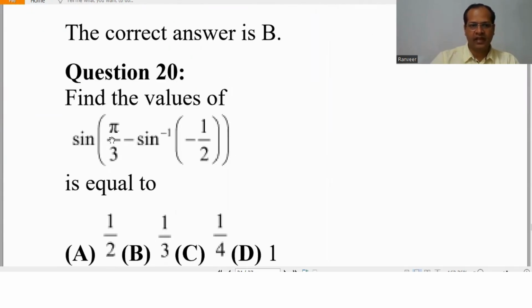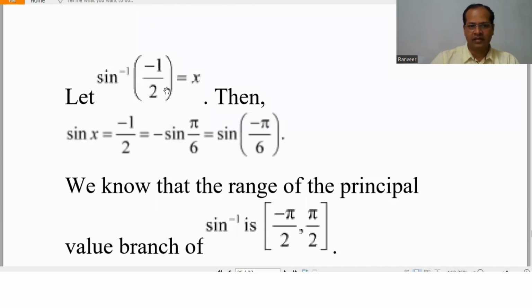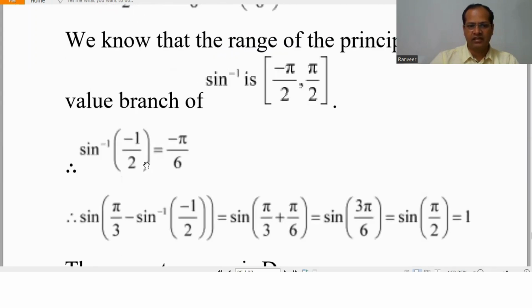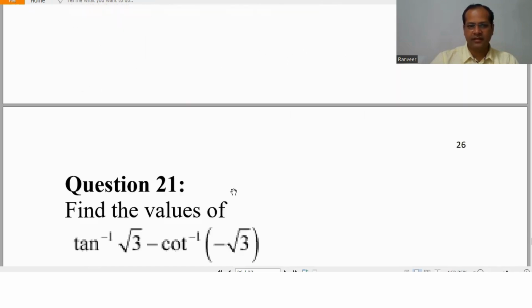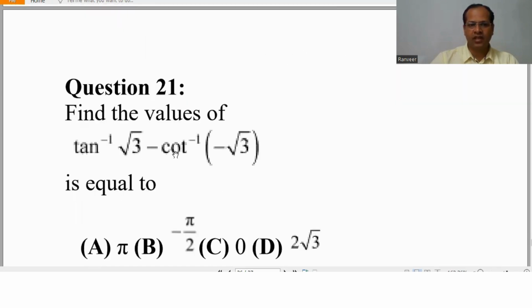Find the value of sin of pi by 3 minus sine inverse of minus 1 by 2. And same, all these questions are repeated, and they are similar type of questions. Just solve them and check your answers. So the value is 1, so the answer is D.